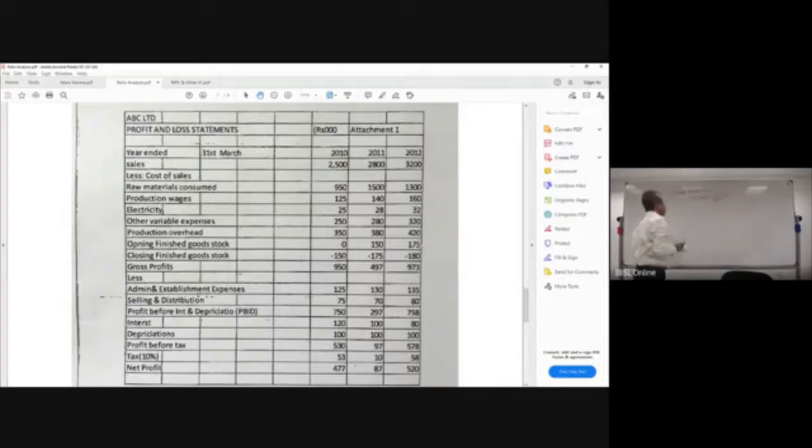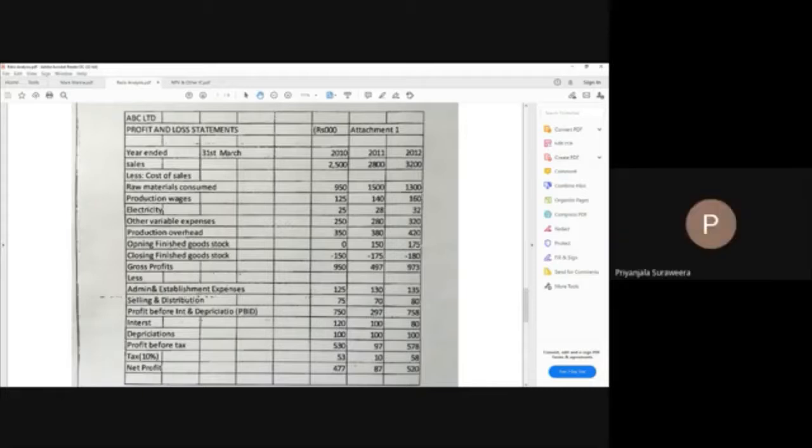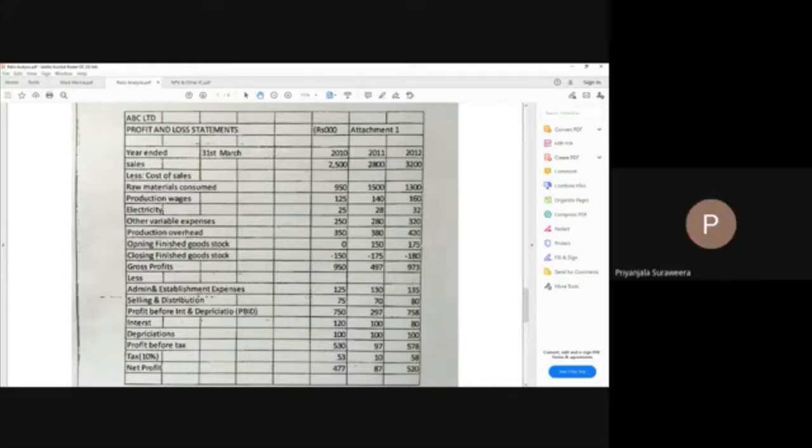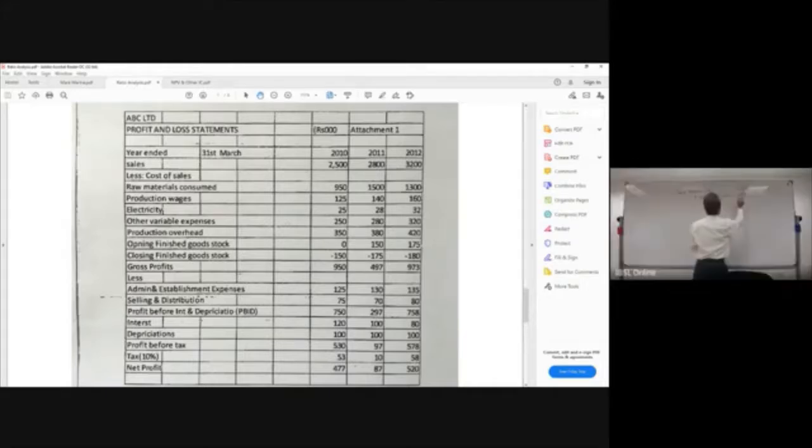So shall we look at 2011 gross profit? What is the 2011 gross profit? 497. 497 divided by sales 2,800. What is the answer?